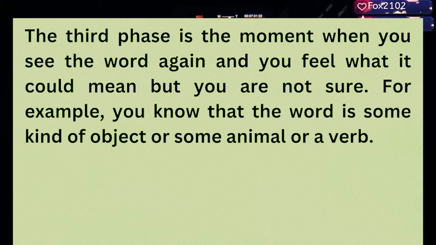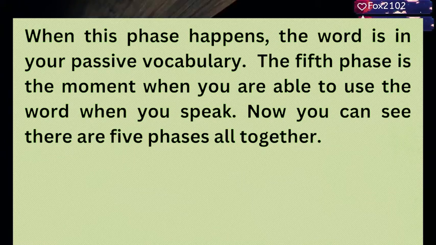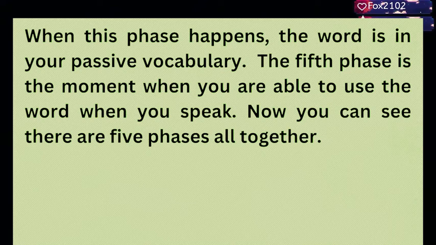The third phase is the moment when you see the word again and you feel what it could mean, but you are not sure. For example, you know that the word is some kind of object or some animal or a verb. The fourth phase is the moment when you already know what the word means when you see it, but you are not able to remember the word when you want to say it. When this phase happens, the word is in your passive vocabulary. The fifth phase is the moment when you are able to use the word when you speak. Now you can see there are 5 phases altogether.